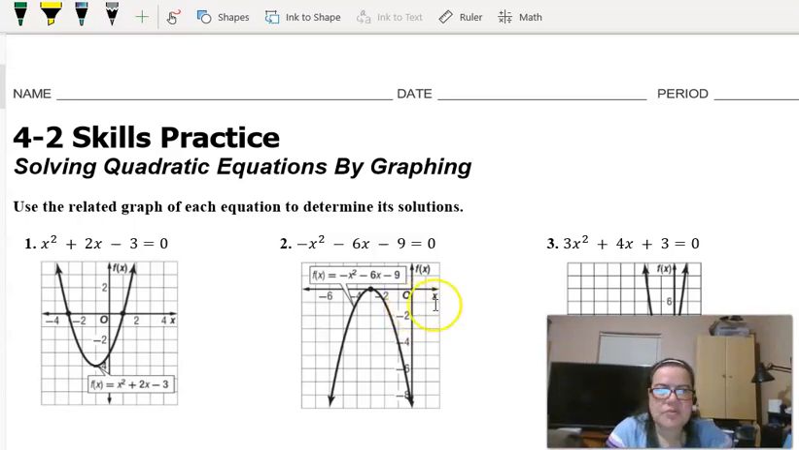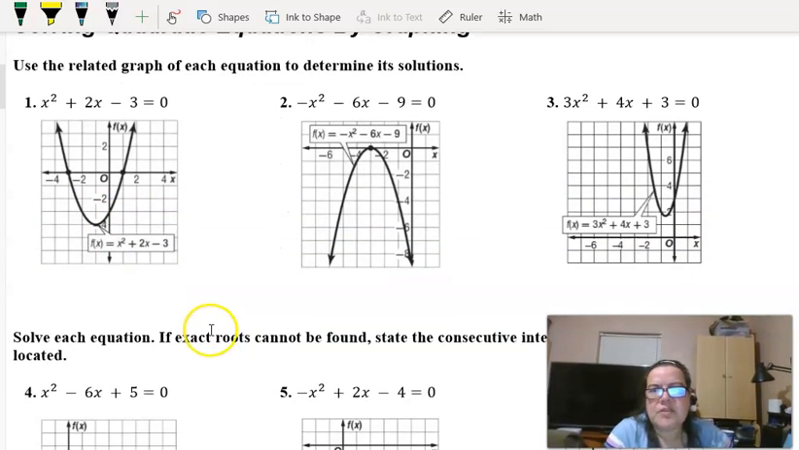So solutions, roots, zeros, etc., pretty much the same thing. In this particular case, it looks like it has 2 solutions. It's crossing at x equals 1 and x equals -3. So those would be 2 roots, 2 zeros, 2 solutions, etc. Here, it looks like there's only 1 solution because it's touching at -1, -3.